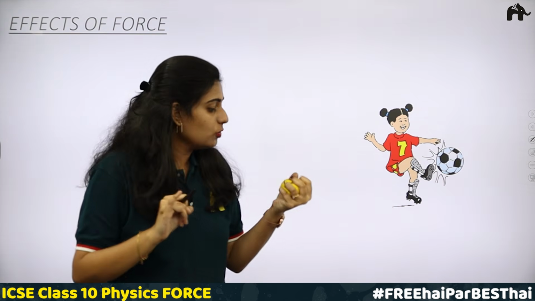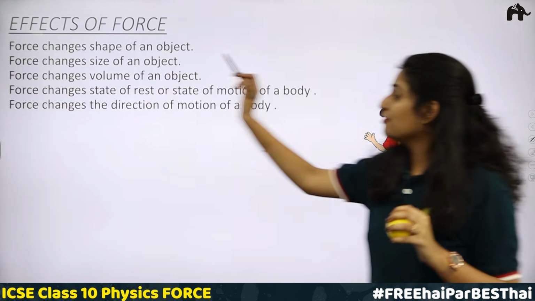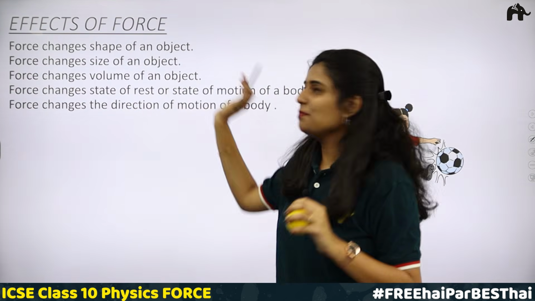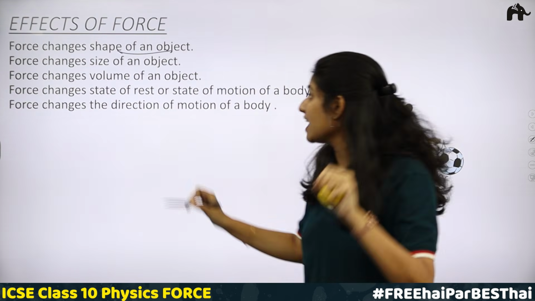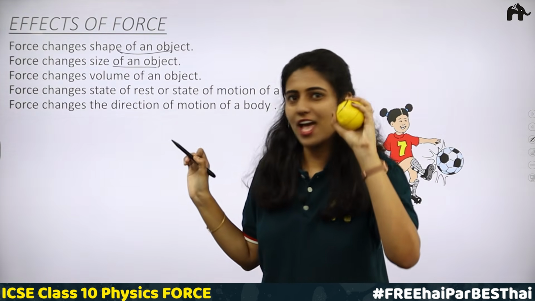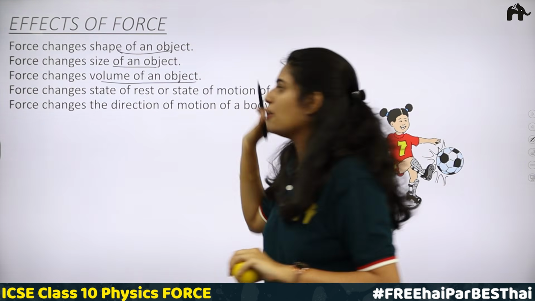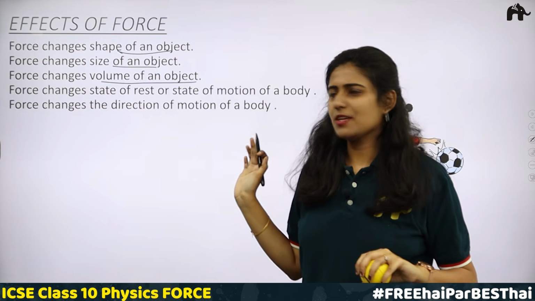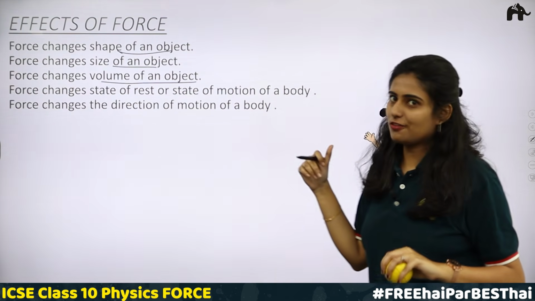So, what do we understand from this? A force can change the shape of an object. Then, it can change the size of an object. Here, our ball has become smaller. Then, force can change the volume of an object. Only this much. A force can change the state of rest or state of motion of an object.